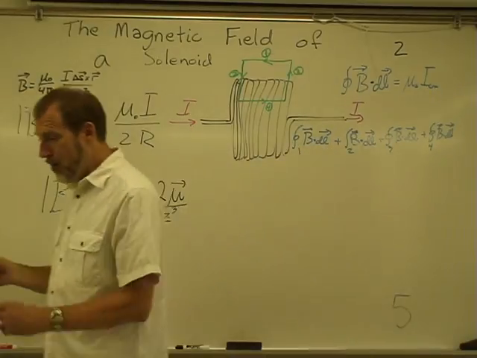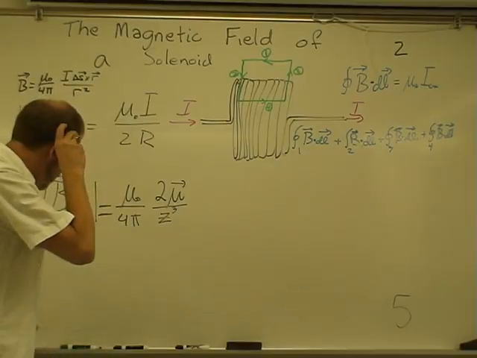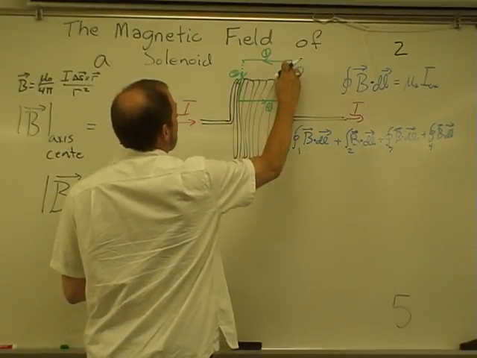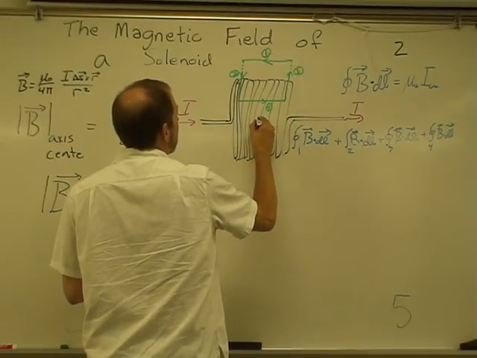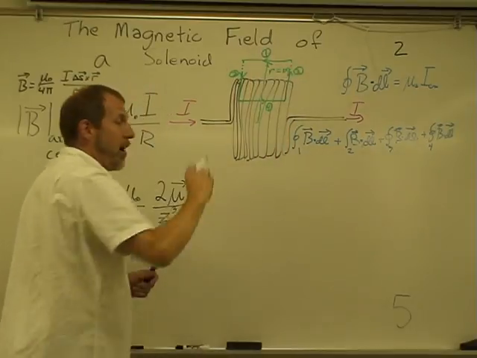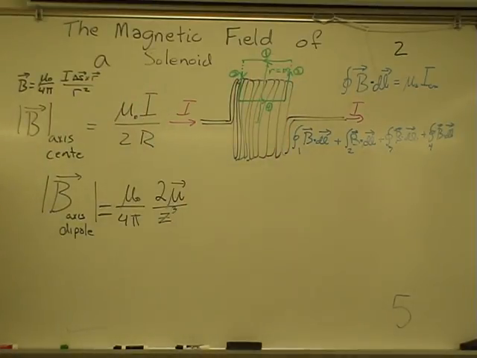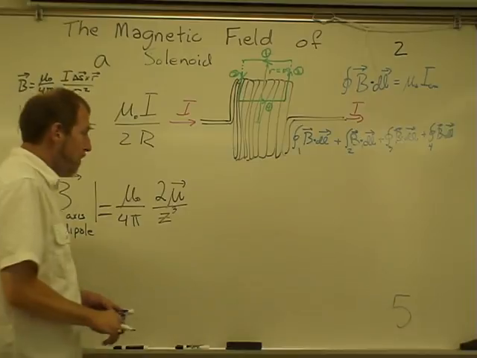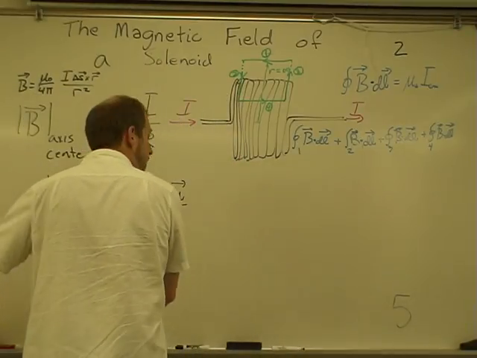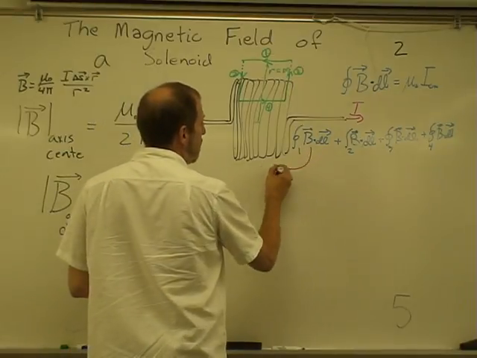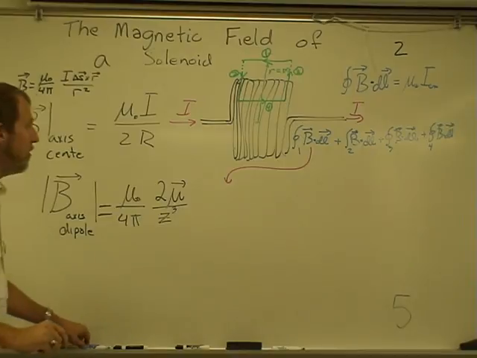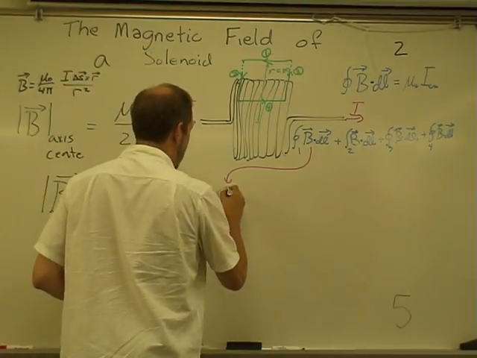Now, here's the first sneaky bit that we're going to do. Let's go ahead and say that the far side of my loop is infinitely far away. If the far side of my loop is infinitely far away, then the integral of B dot dl along that path, if I'm far enough away so that B is basically 0, means that section is 0.